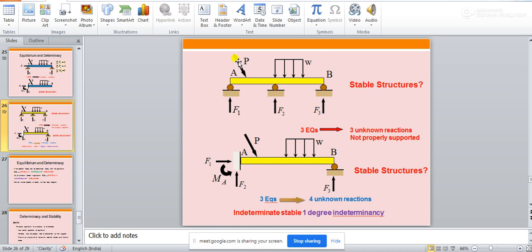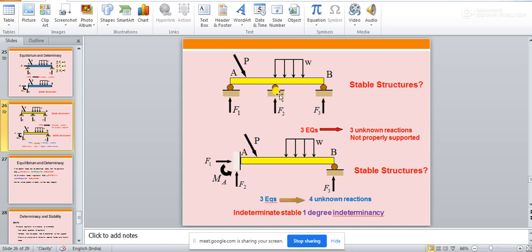Because the horizontal load component acting on the structure will make this structure become a mechanism. It will not remain a stable structure at all. It will not remain a static structure at all. So because of this instability, you will not be able to apply the equations of equilibrium to solve the unknown reaction components for this structure.